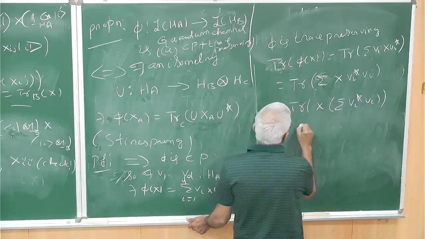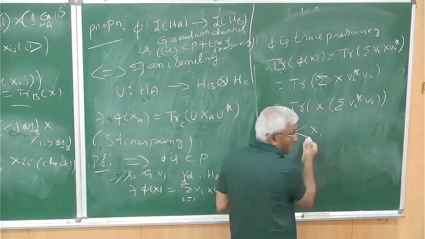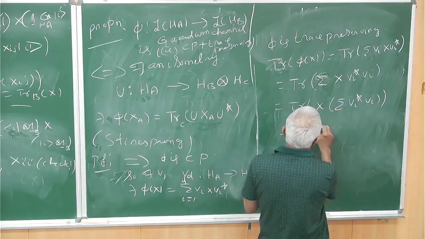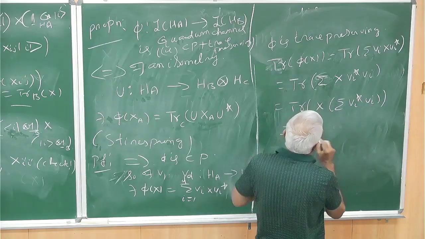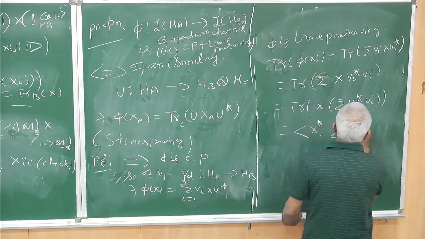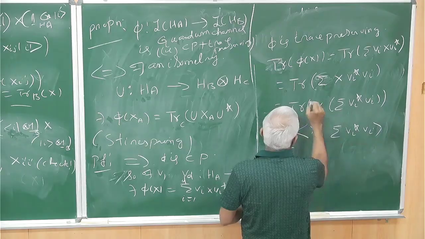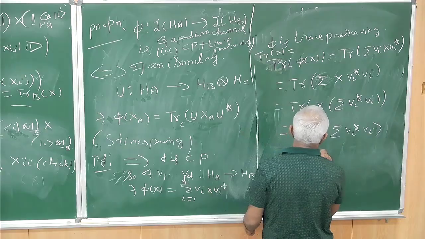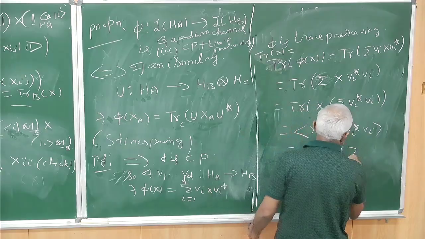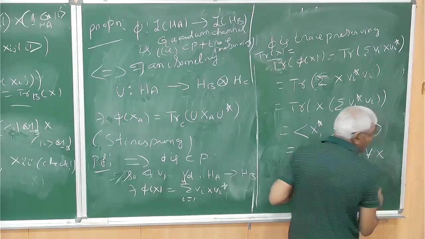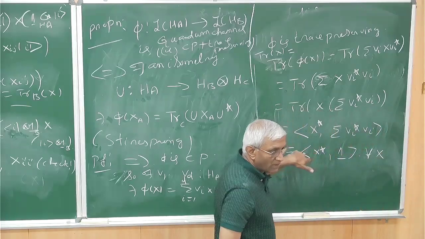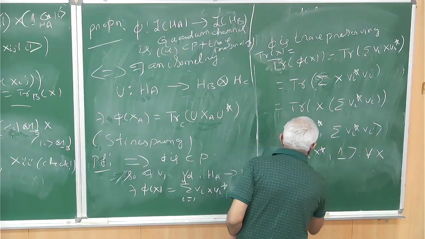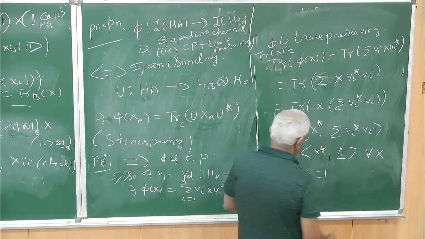Which is the Hilbert-Schmidt inner product of X star with the summation of V_i star V_i. This is true for all X. By the condition, this is equal to trace X, which is the same as the inner product of X star with 1. For all X, if some inner product is true, then this has to be equal to that in the inner product. So this implies the summation of V_i star V_i equals 1.